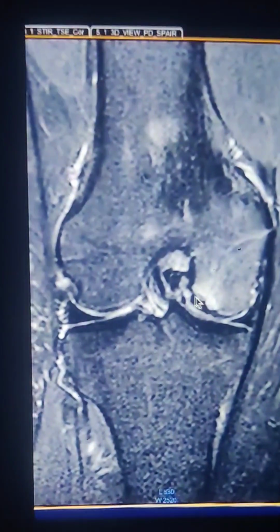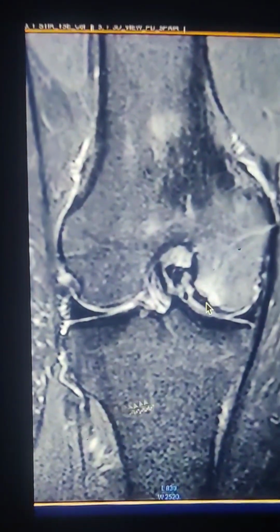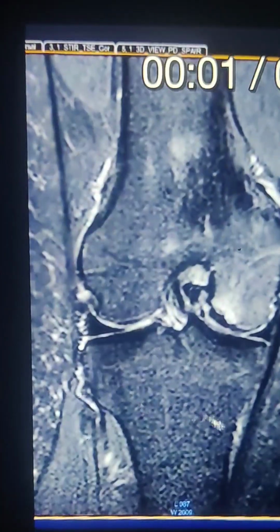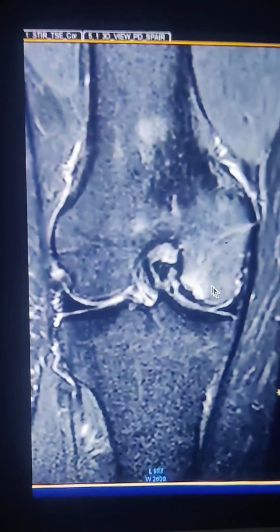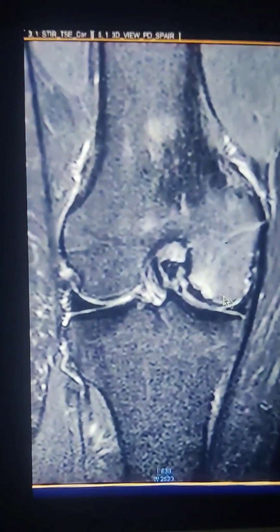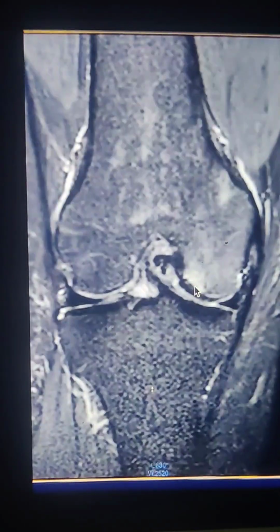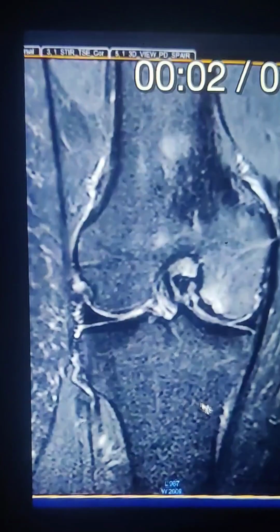Here we can see this is the edema, this is the bone defect, and it is appearing hypointense on all sequences. Here we can see there is no loose body inside the joint. This defective fragment is completely attached to the bone, and there is no definitive fluid signal between the defective bone and the parent bone.